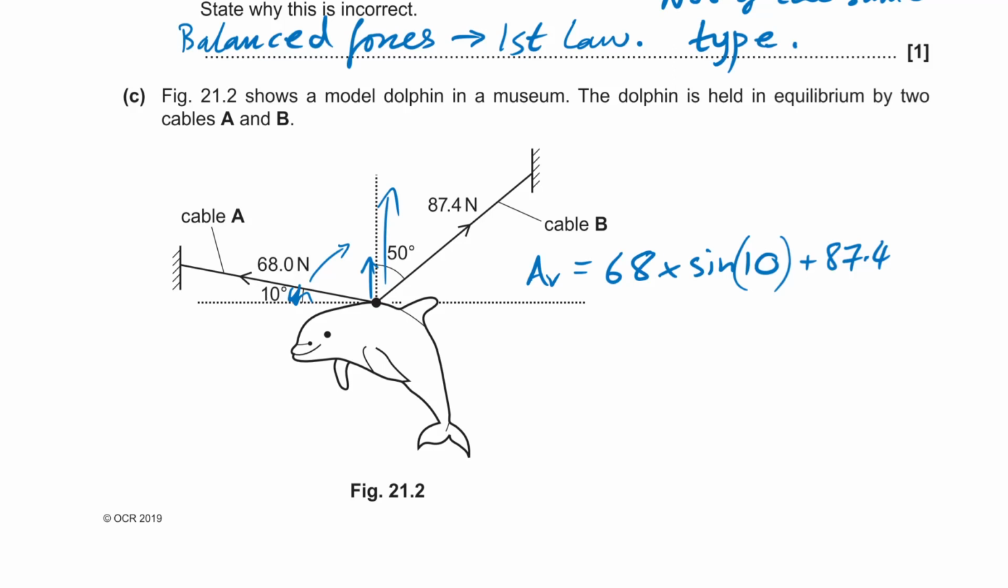What about the other one? Well, it's 87.4 times, but can you see we're going through the 50 degrees now to go from the 87.4 newtons to the vertical, so therefore we times by cos instead. Adding those up, we end up with 68.0 newtons.